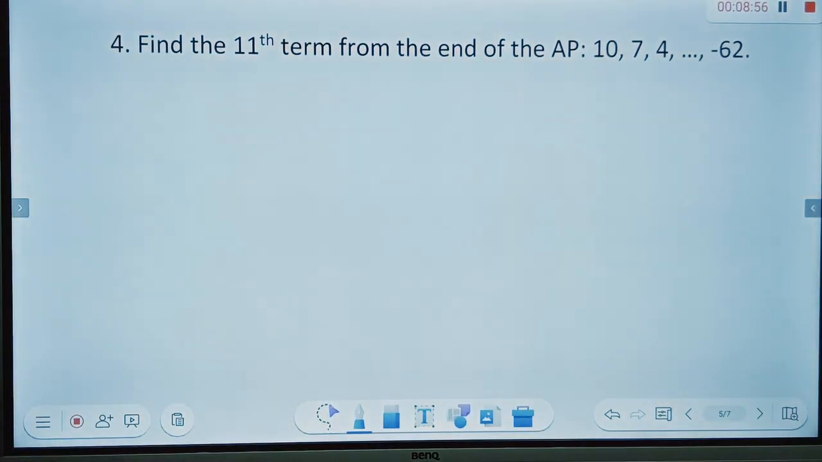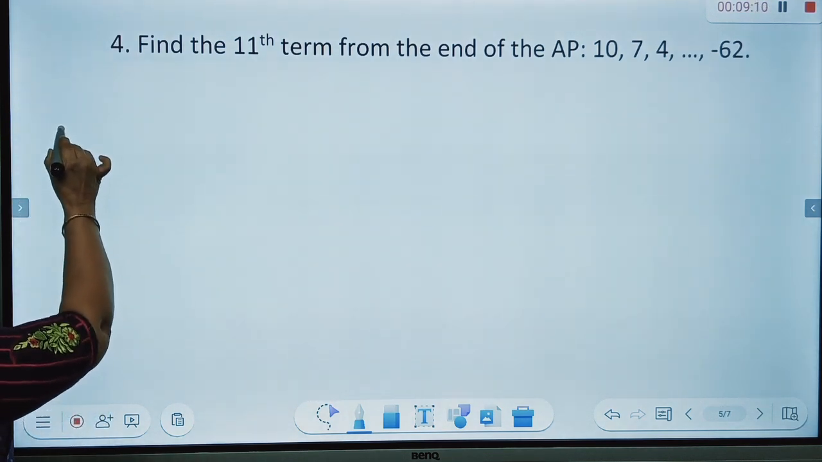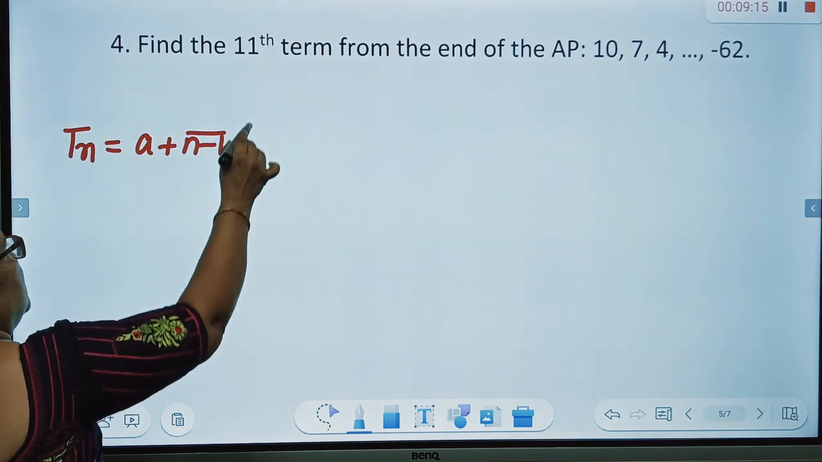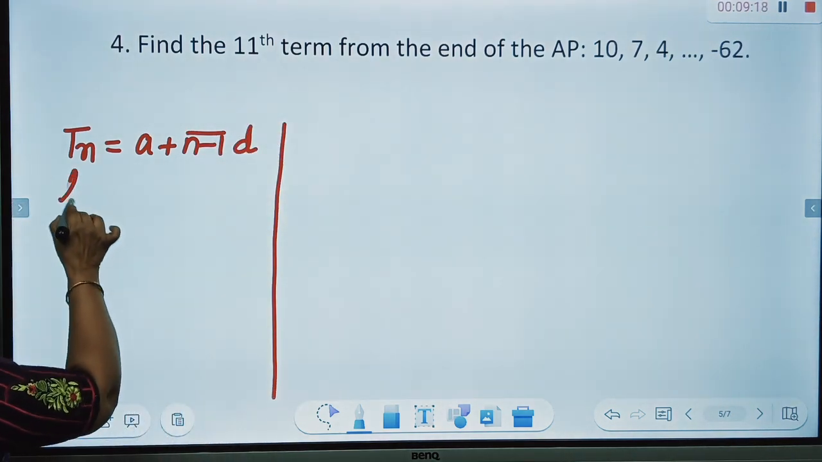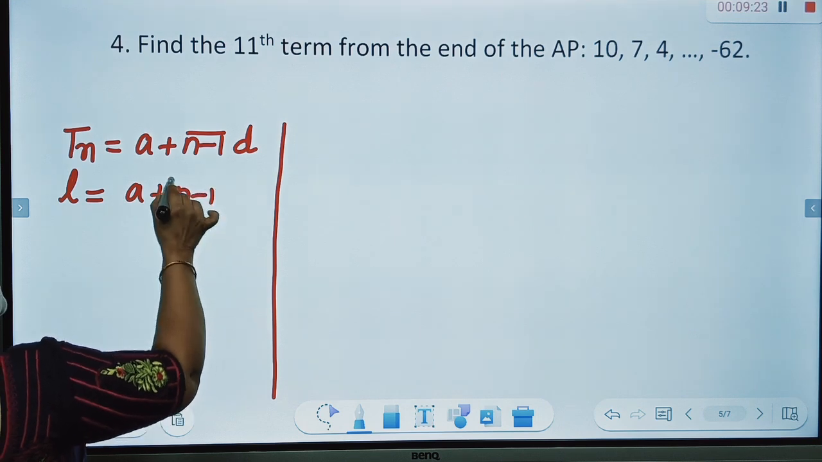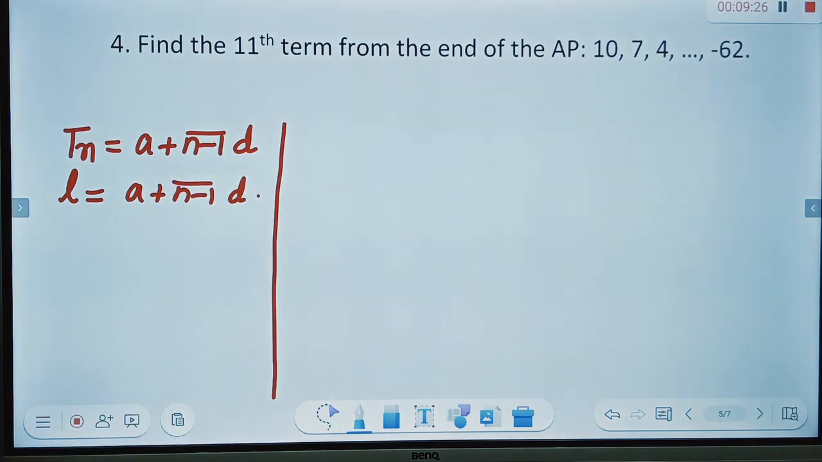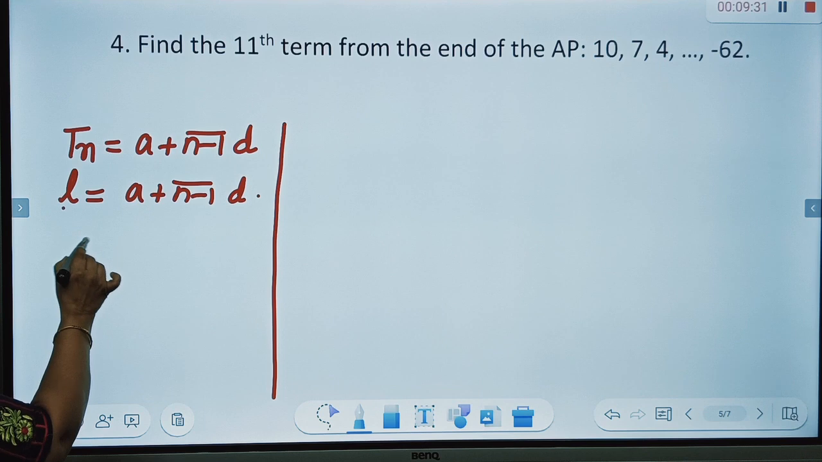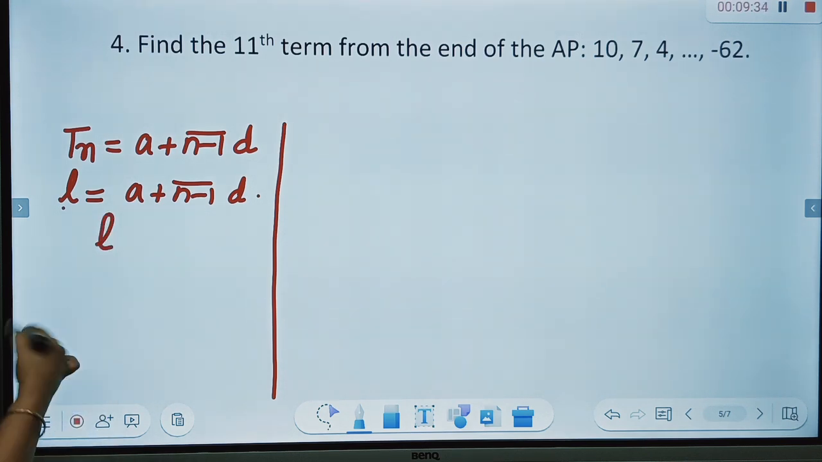Find the 11th term from the end of the AP. So before we go into this, we can actually derive a formula for finding any term from the end of the sequence. See, what is an AP? Nth term is A plus (n minus 1) into D. So I can say the last term is A plus (n minus 1) into D. Right? What will be the term before that? So this is the last term, so I am calling it L. What will be the term before that?